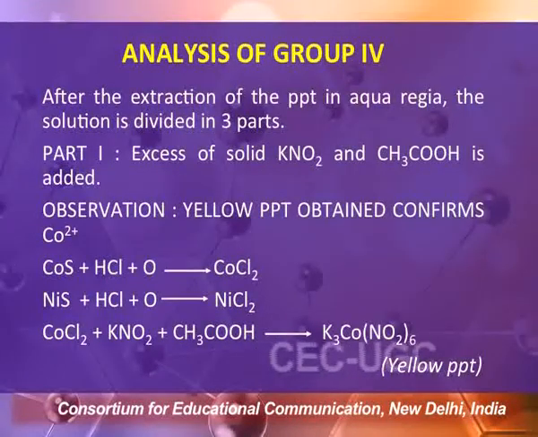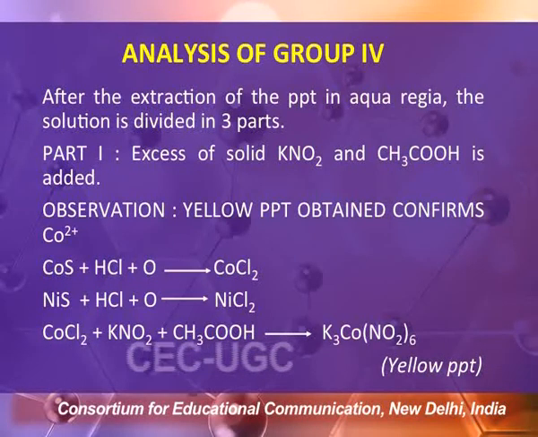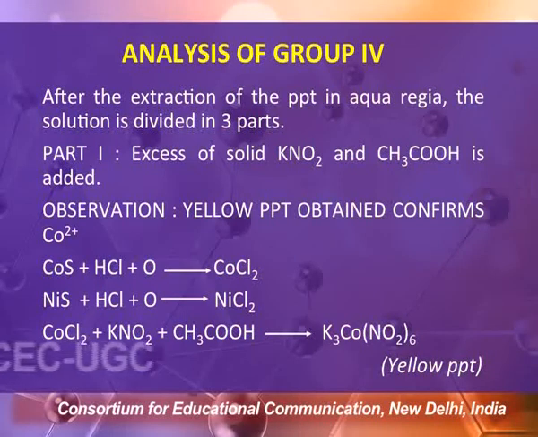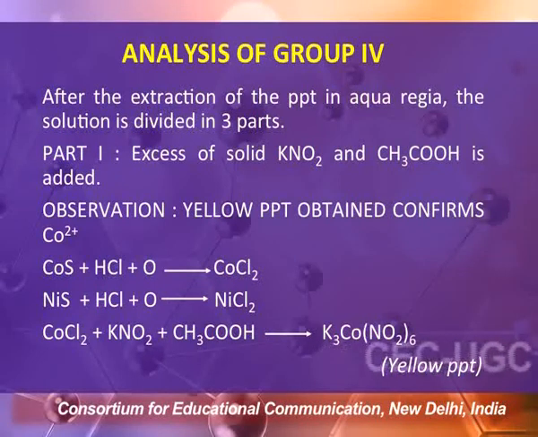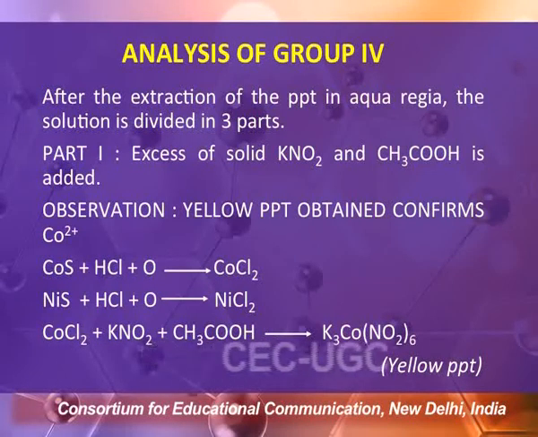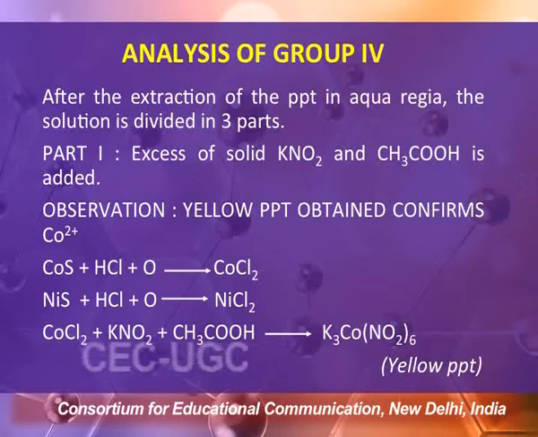After the extraction of the precipitate in aqua regia, the solution is now divided into 3 parts. To the first part, excess of solid potassium nitrite and acetic acid is added. If a yellow precipitate is obtained, it confirms the presence of cobalt ions in the mixture, and the chemistry which explains this is cobalt sulfide, which has been formed after passing H2S along with HCl and nascent oxygen, which is the combination of aqua regia, gives cobalt chloride.